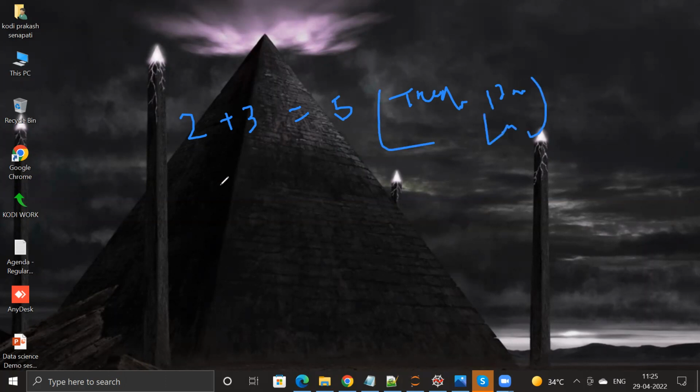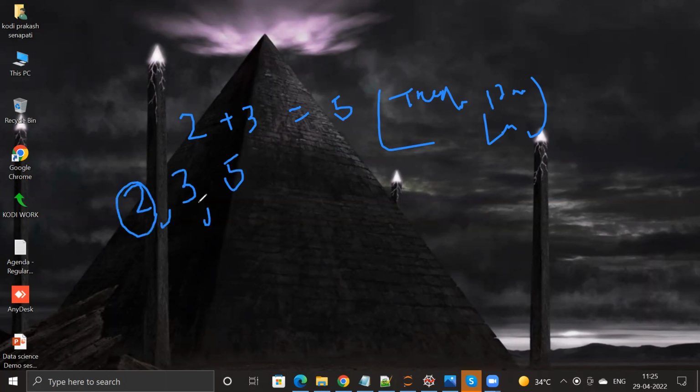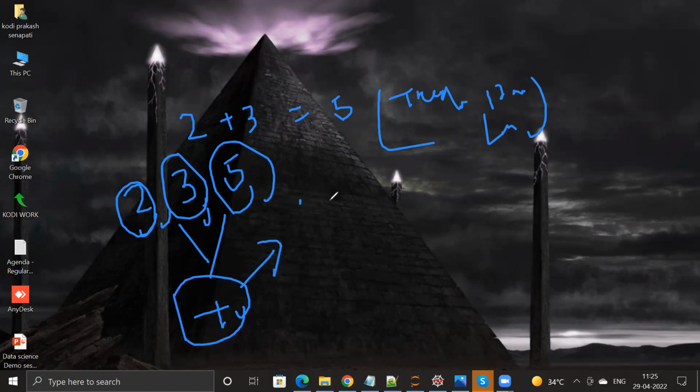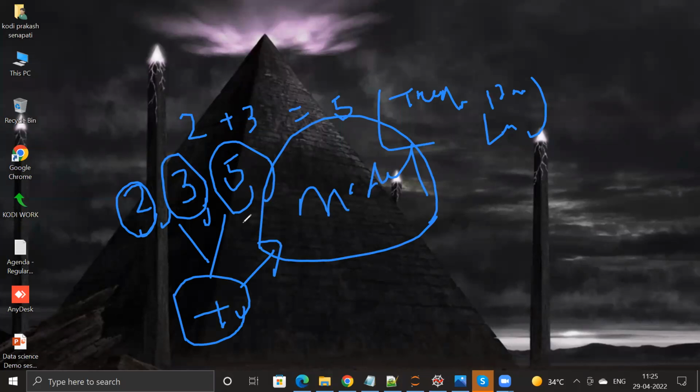Now, when I feed 2, 3, and also 5, I feed input as well as output to the machine. The machine generates the logic. This logic is called a model. Crystal clear what is meant by model, guys? I feed input and output to the machine and write an algorithm, and that algorithm creates a logic. This logic is called a model. Everybody understand? Online team.